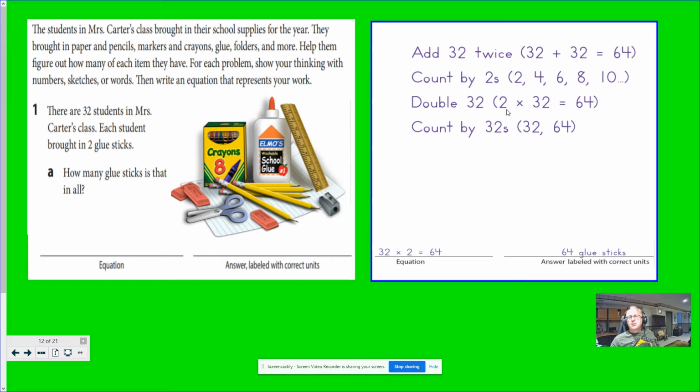Also, if you did this multiplication and then you checked it with addition, that's a great way to double check your work and do it multiple ways. So hopefully that worked, and you maybe even drew some pictures out.